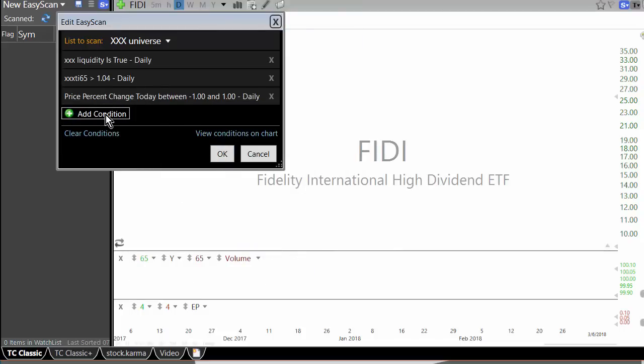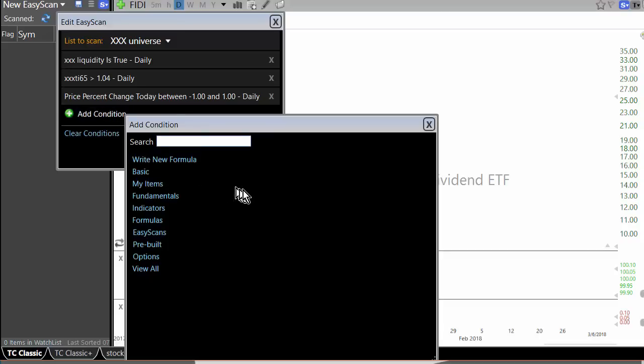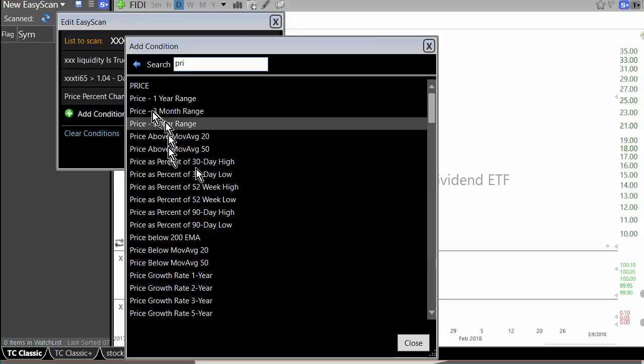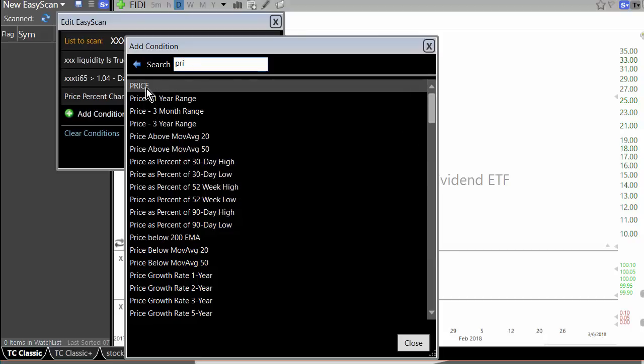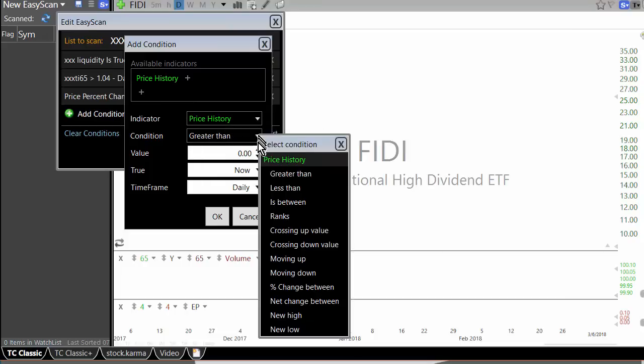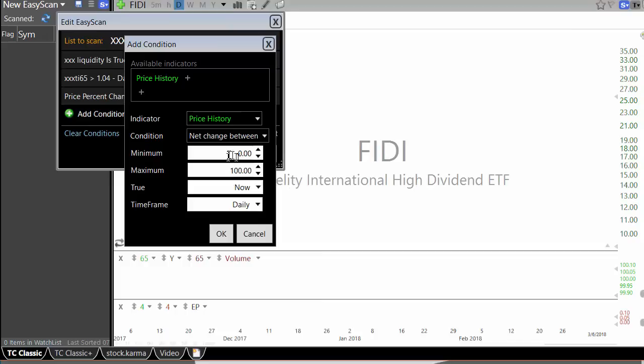So once you set this up, you have this condition, price percent change today between -1 and 1%. The next condition which you're going to have is the price net change. In order to set price net change, you search for price. So you have price as a condition. When you put that, it will say price history. Now indicator price history. What we want is net change. See here, net change between. So net change is between.